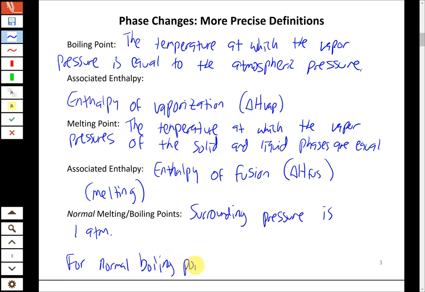we said that boiling point is when the vapor pressure equals the atmospheric pressure. So at the normal boiling point, the atmospheric pressure is 1 atmosphere, which means this is the temperature at which the vapor pressure is also 1 atmosphere.